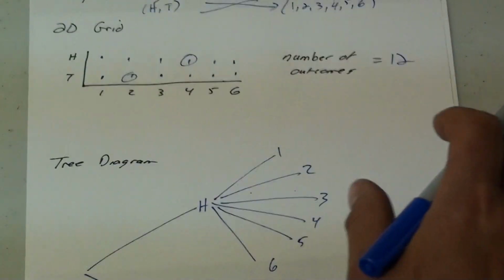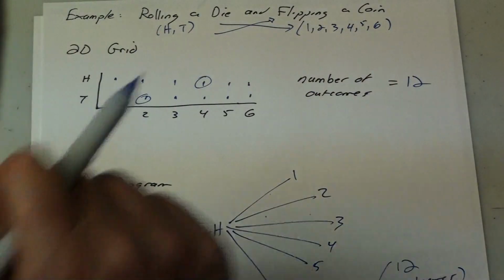Okay, there's a tree diagram, there's a two-dimensional grid illustrating the same thing, and there are other ways of doing it.